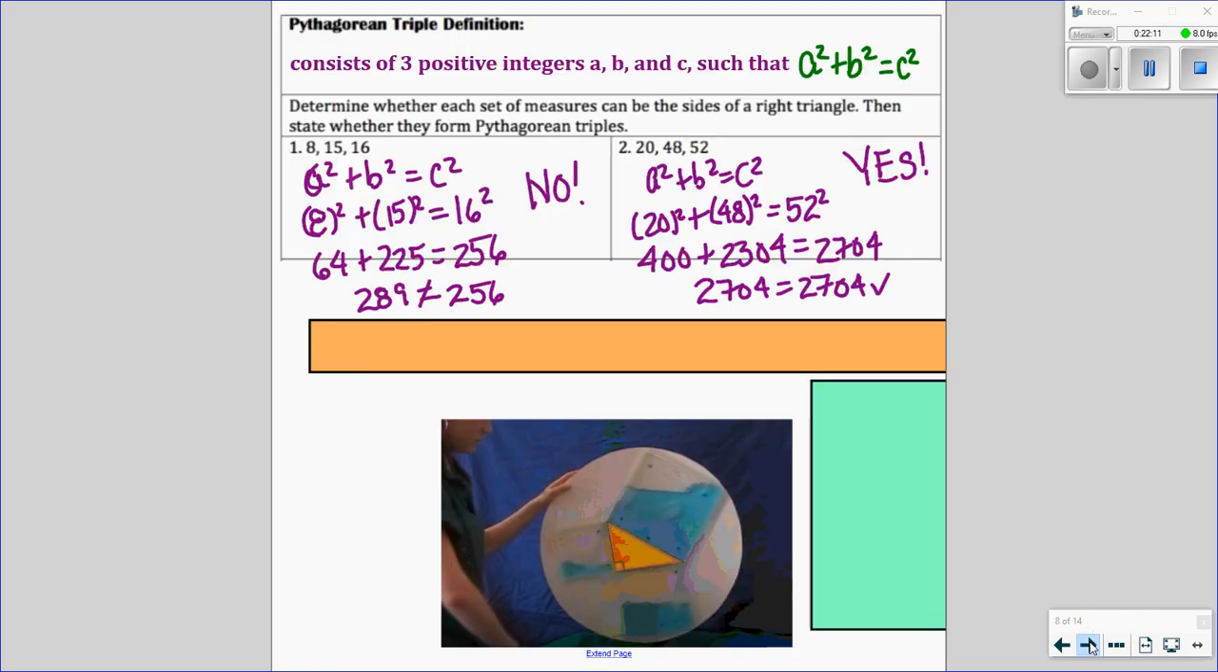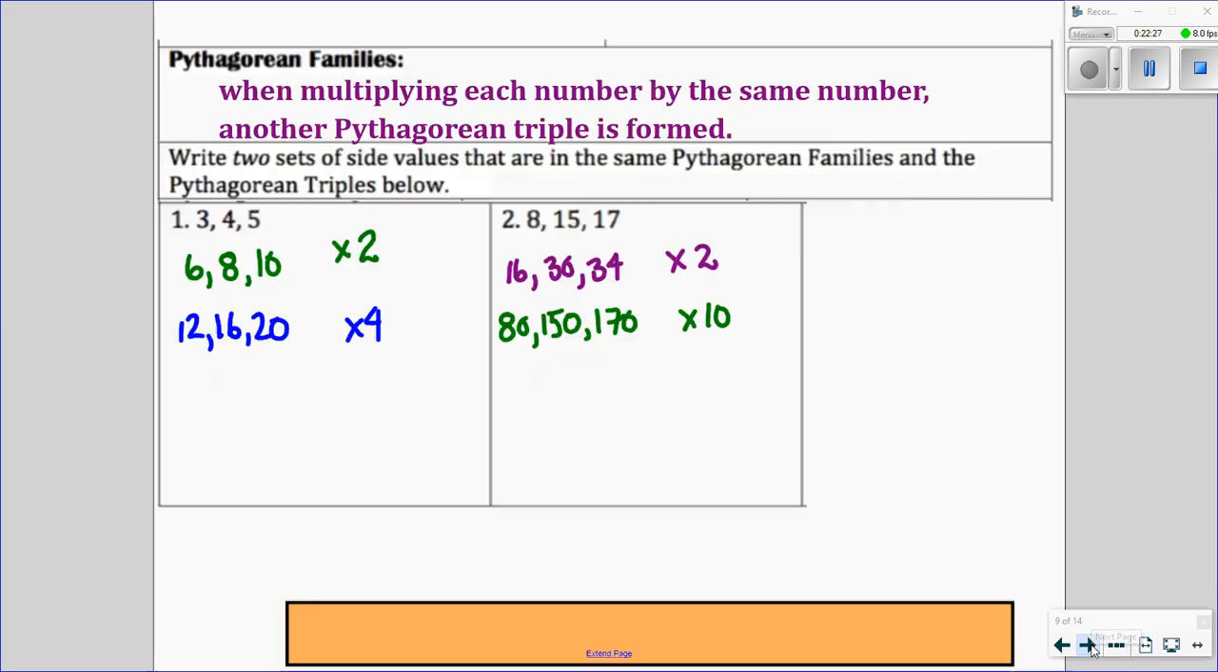And triples basically are 3 numbers that you put into the Pythagorean theorem and see if it works out. If it does, then the triples can create a right triangle. If not, then you just have a regular triangle. And the Pythagorean families is basically taking a factor and multiplying that same factor to the 3 numbers to create families that will form triples.